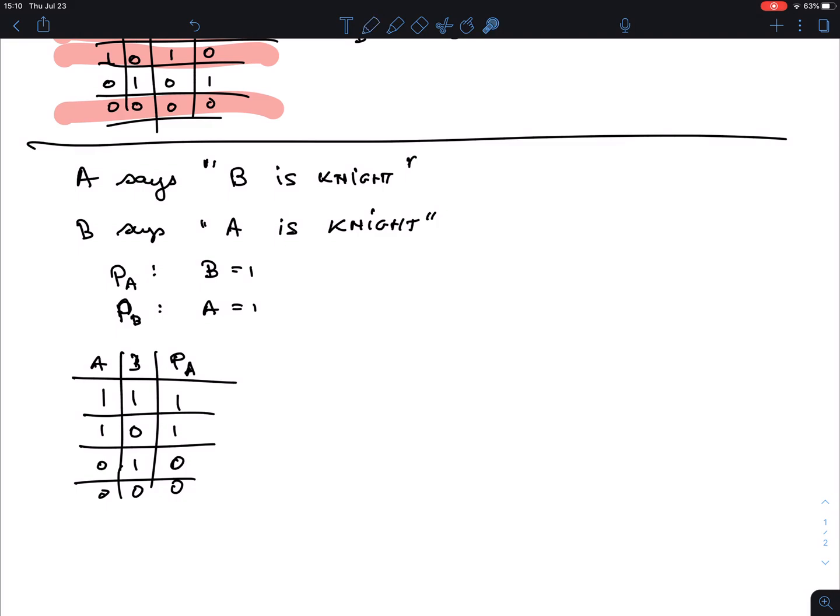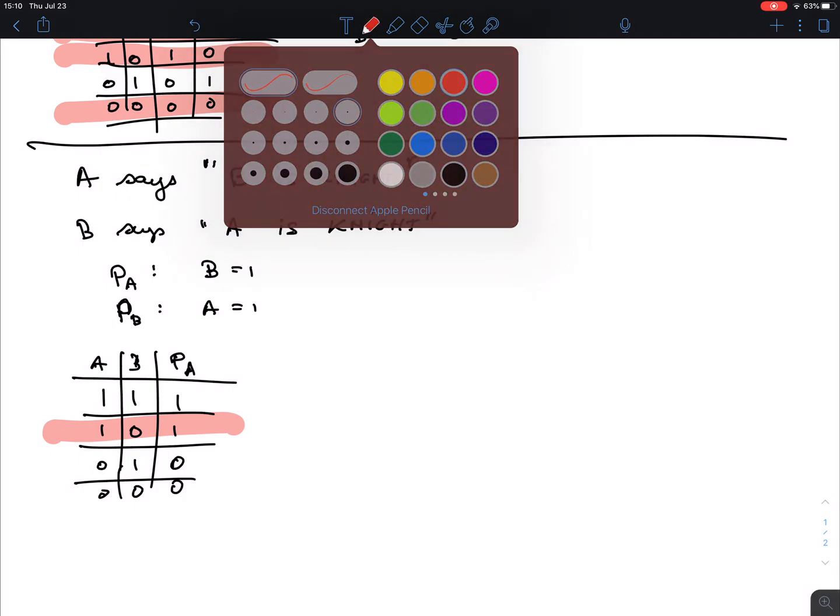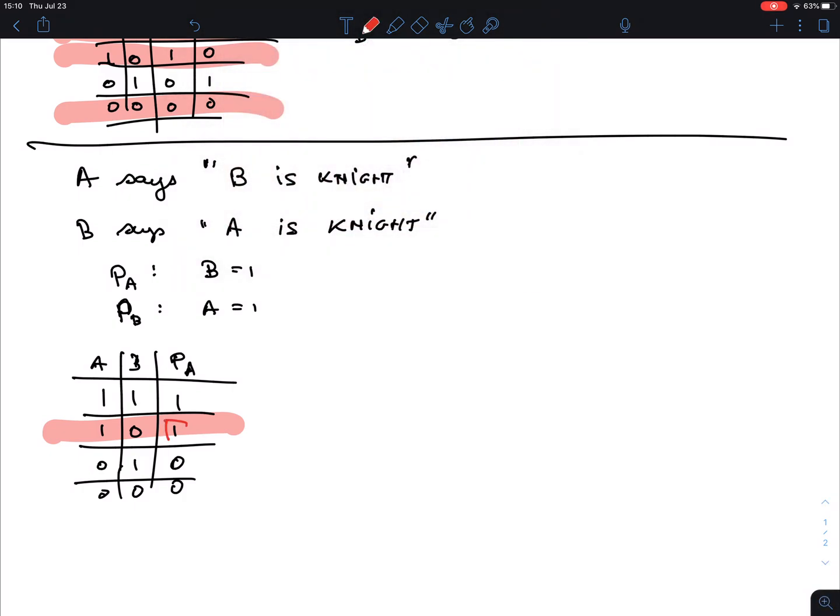Let's look at what this means. PA is true, so PA says B is 1. Is that the case? Yes, so I cannot rule it out. PA is true, and it says B is 1. Is this the case? No, so I have to rule that one out. So this one is ruled out, and perhaps to stay in line with what I was saying, the reason this rules this one out. That is, for me, enough understanding of what's going on here.